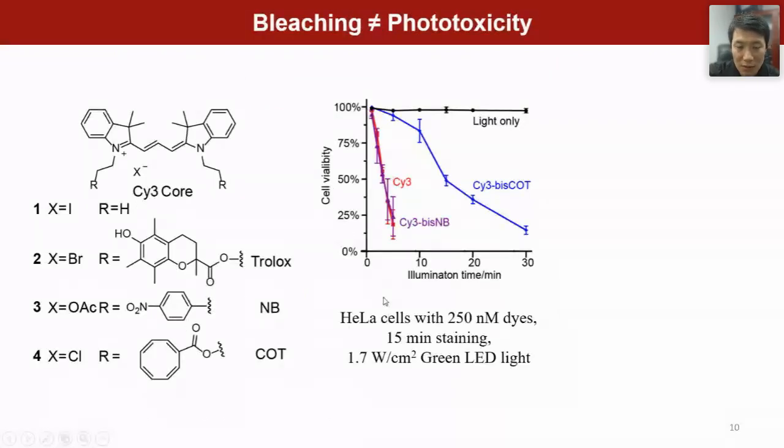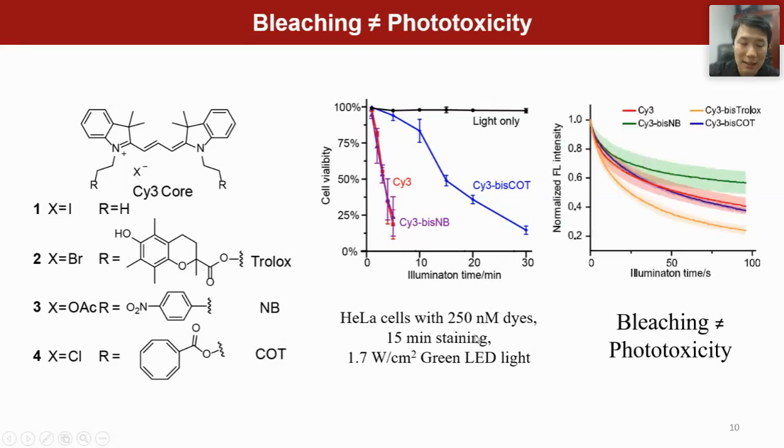We went ahead to test the phototoxicity of the nitrobenzene-Cy3 and the COT-linked Cy3. We found that when Cy3 is conjugated to COT, the phototoxicity dramatically decreased. But when Cy3 is conjugated to nitrobenzene, it's equally phototoxic compared to the parental Cy3 molecule. This is by cell apoptosis assay.